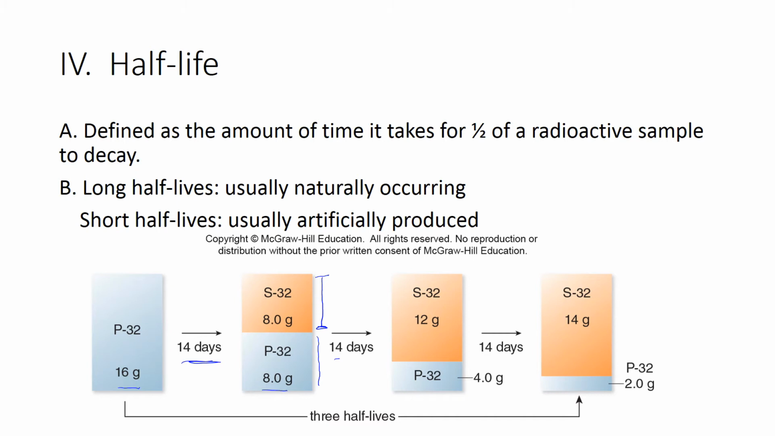If I wait another half-life, which is another 14 days, that 8 grams is going to decrease by half to 4 grams. And those 4 grams are going to be converted into sulfur again, so that is increasing. After a third half-life, I have decreased 4 grams by half to 2 grams, and now I have 14 grams of sulfur-32. It's important to note that if I were to add the grams of sulfur and the grams of phosphorus, I would still wind up with 16 grams, which is what I originally started with.